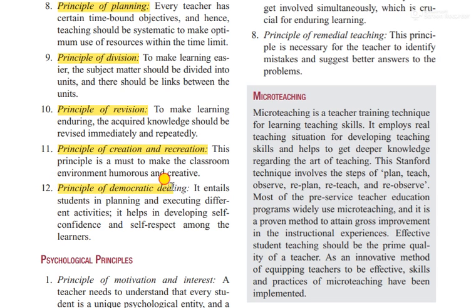Another principle is the principle of democratic dealing. Democratic means we should not be autocratic. The authority of the class should be given to all our students. Teachers should also respect the desires and interests of the students. In conventional classes, the teacher dominates the class; all the decisions, all the tasks are given according to the teacher's assumption about the students. At that time, students are very passive and are not allowed to make any decision.